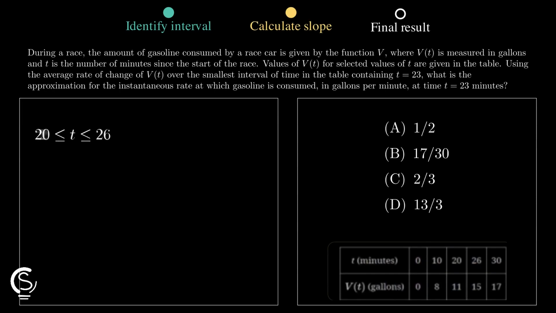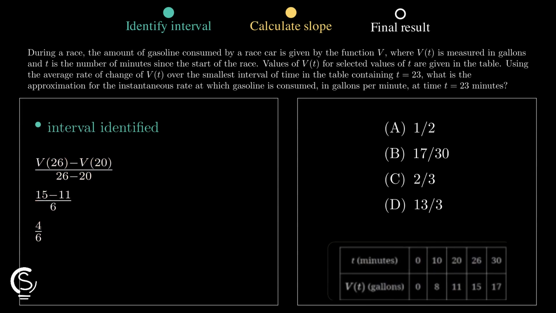Now, we calculate the average rate of change by finding the difference in gasoline consumed divided by the difference in time over the specific interval, which gives 4/6.